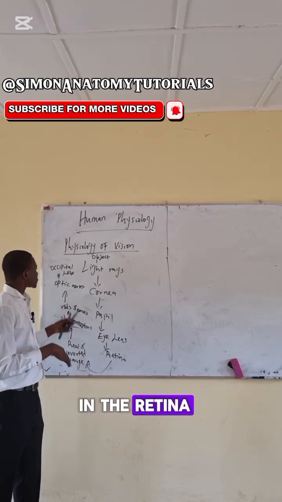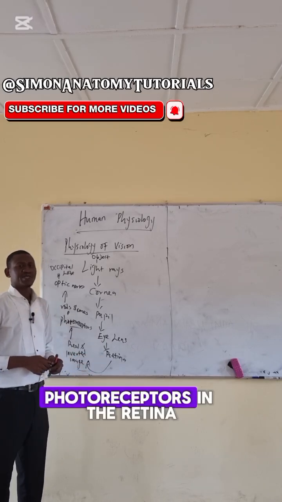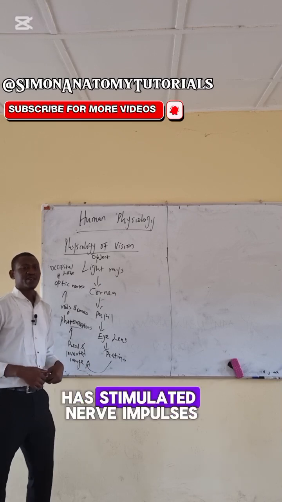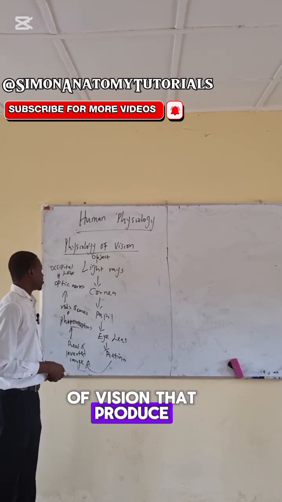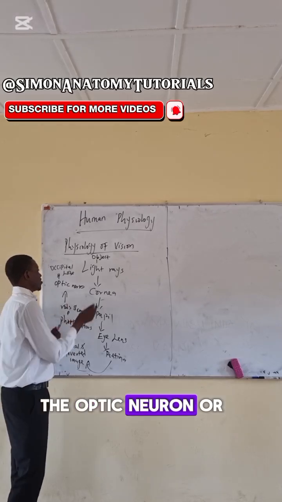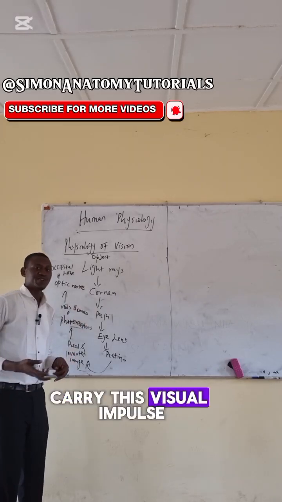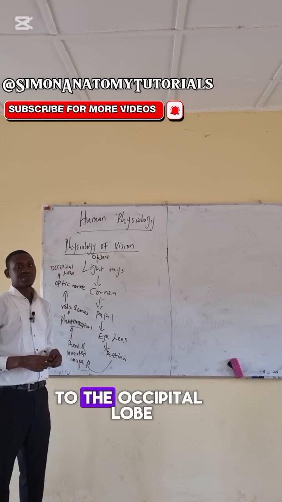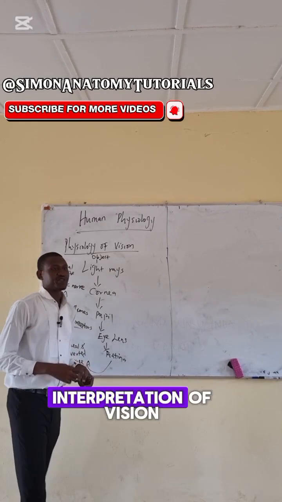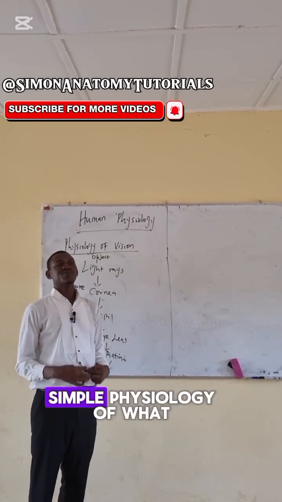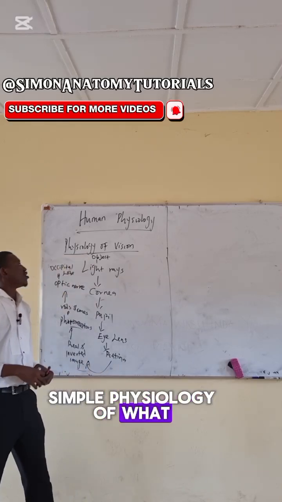In the retina, photoreceptors are stimulated, and nerve impulses of vision are produced. The optic neuron, or what we call the optic nerve, carries this visual impulse to the occipital lobe of the brain for interpretation of vision. So this is a simple physiology of vision.